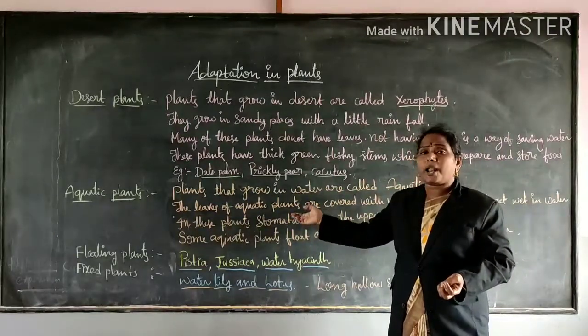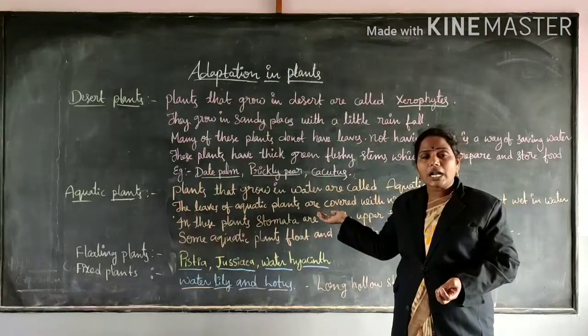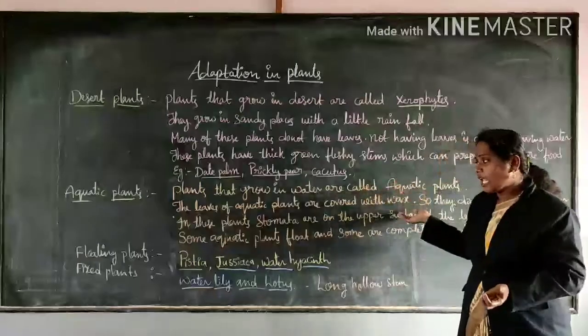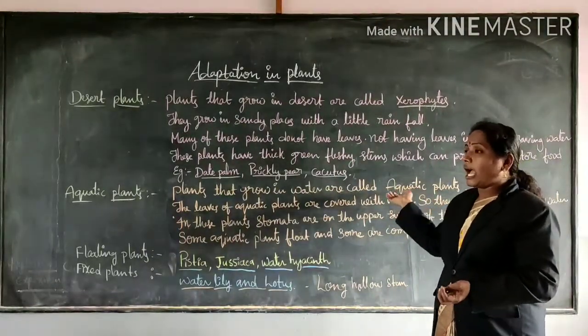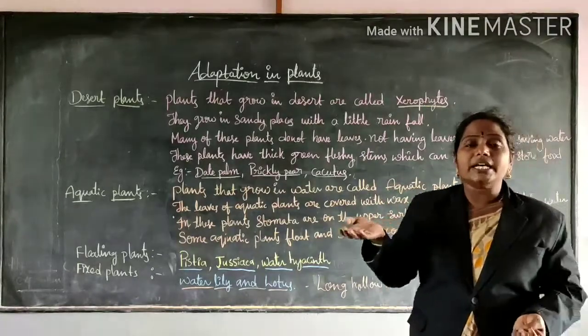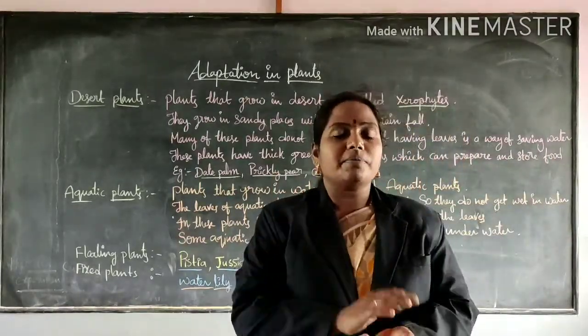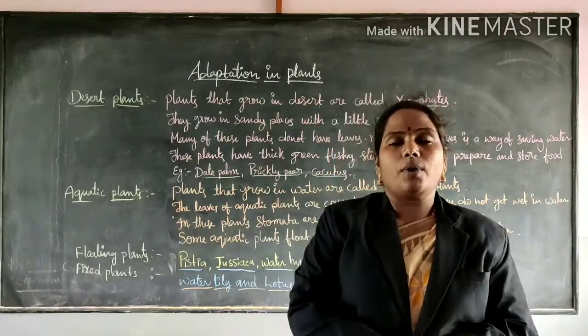Okay, so here in aquatic plants the stomata are on the upper surface of the leaves. Here we can say that aquatic plants are also of different types. Here we are going to discuss three types of aquatic plants.